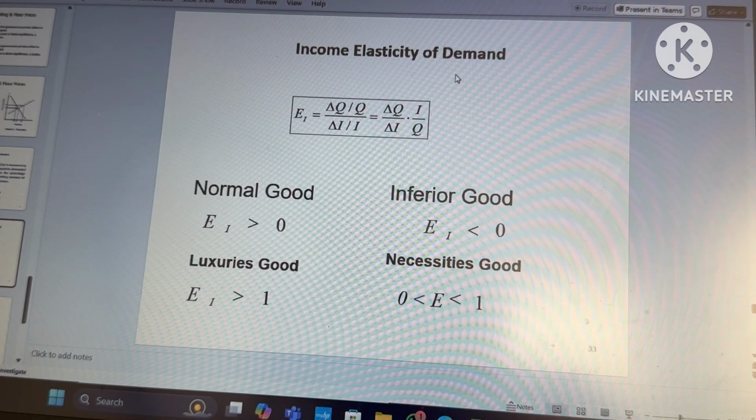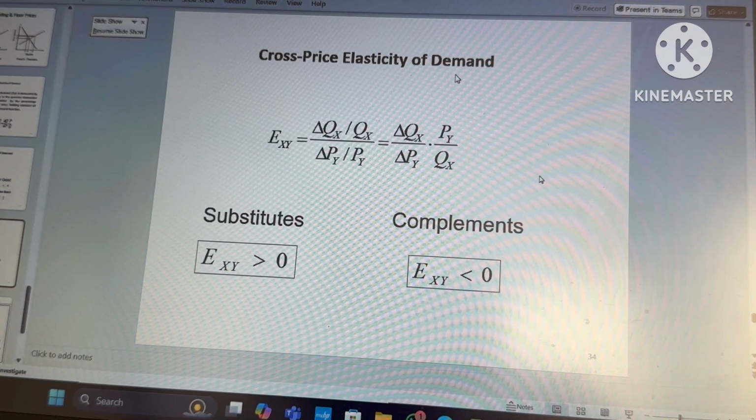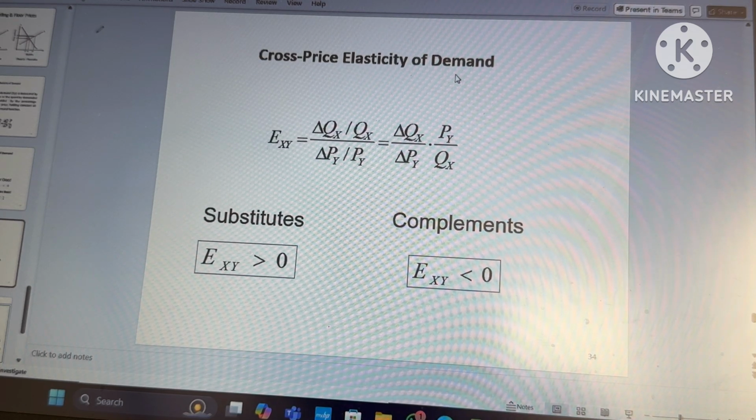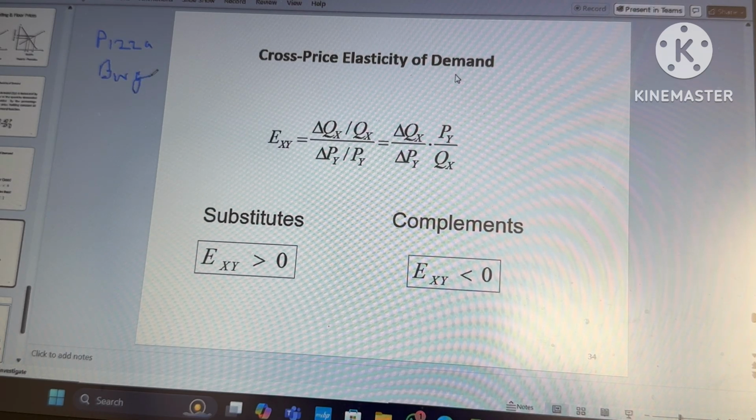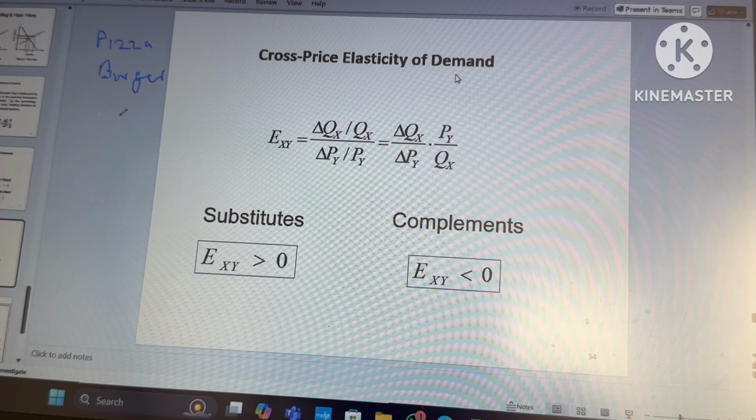Now the next elasticity concept is this one, cross price elasticity of demand. Suppose that our two products are, say, pizza is one product and burger is another, like the McDonald's burger or the KFC burger, right?